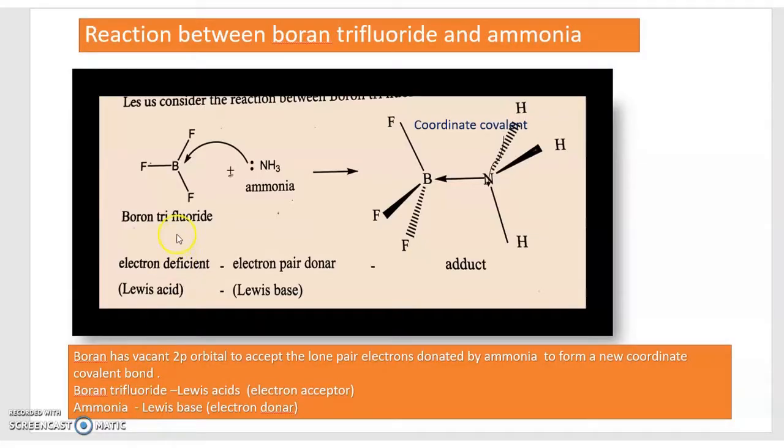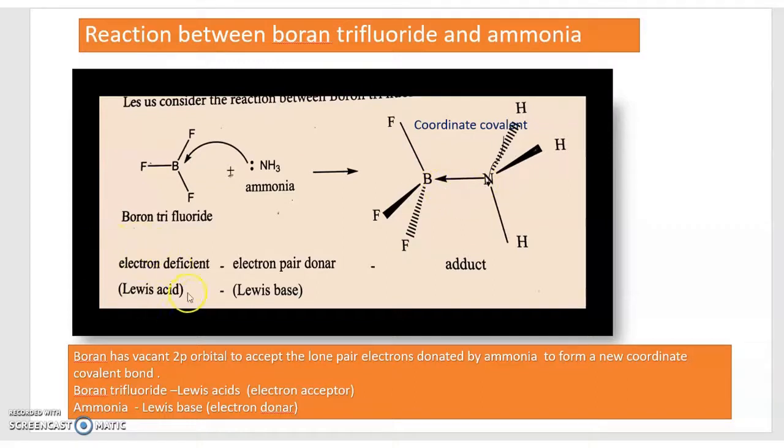Let us consider the reaction between boron trifluoride and ammonia. Ammonia donates a pair of electrons to the boron. So ammonia behaves as a Lewis base and boron trifluoride behaves as a Lewis acid. A bond is formed between the nitrogen of ammonia and boron, and it is a coordinate covalent bond. The arrow indicates that the electron pair comes from nitrogen to boron.